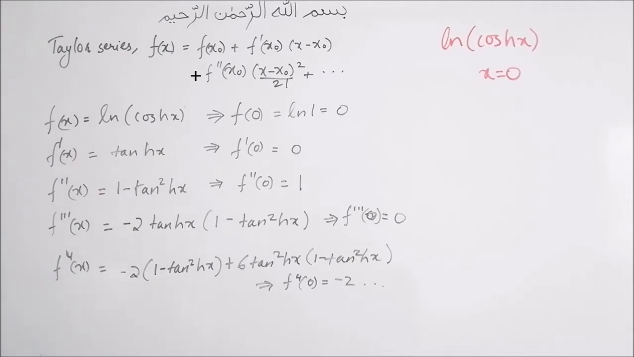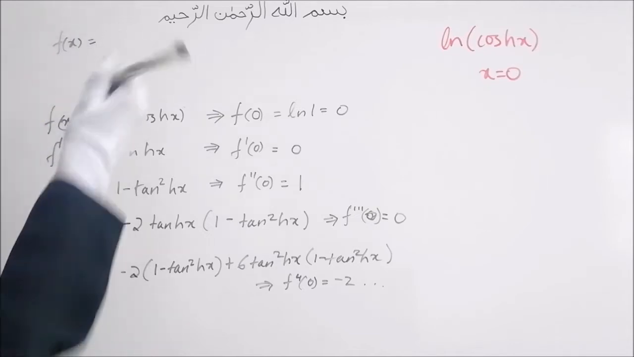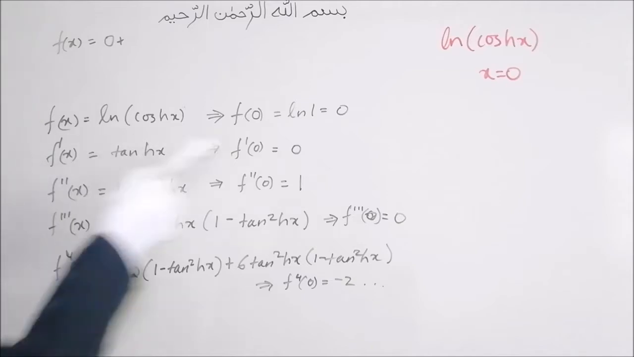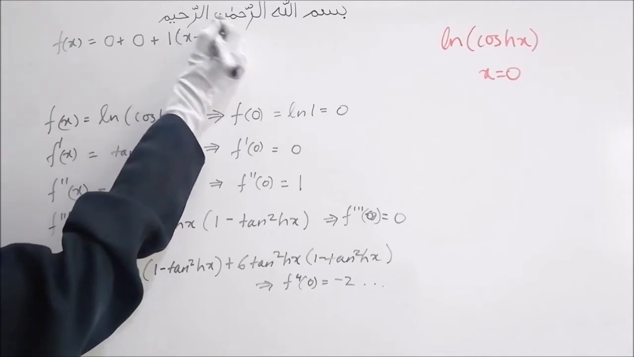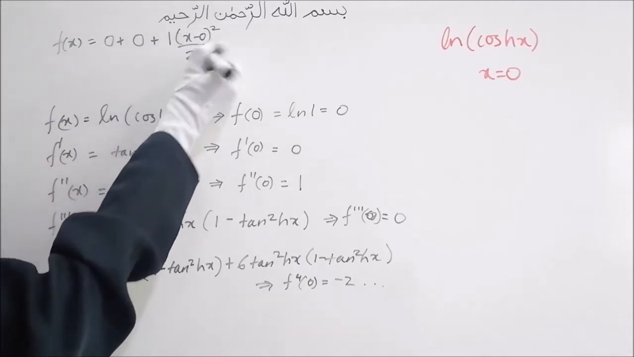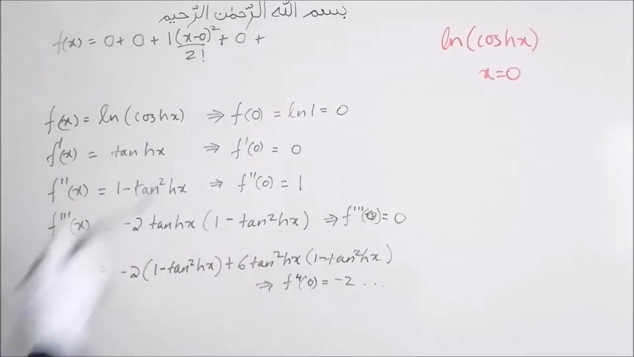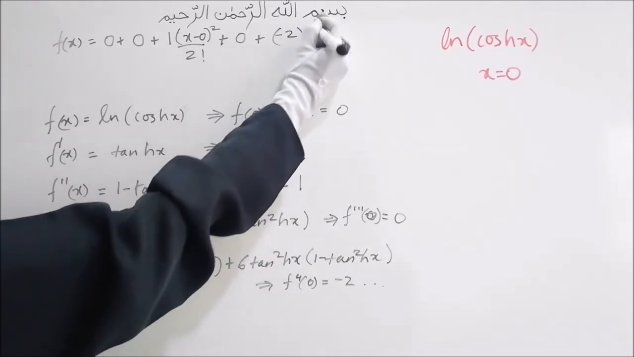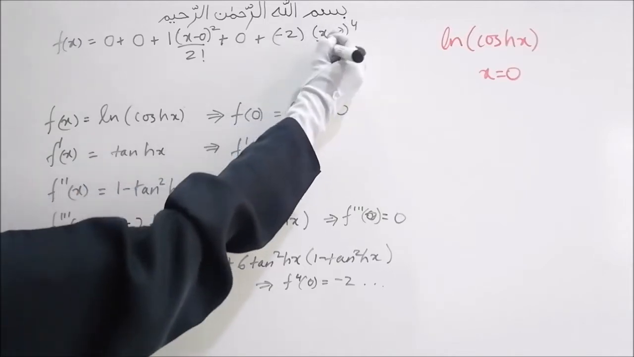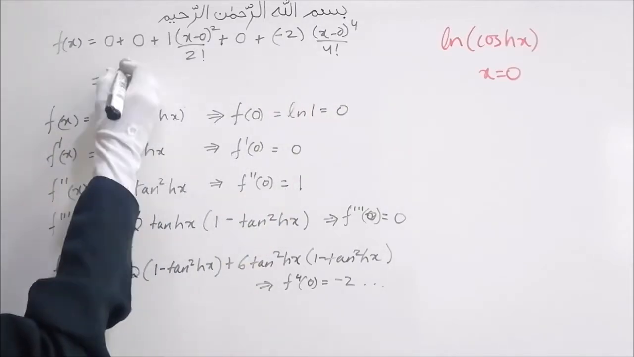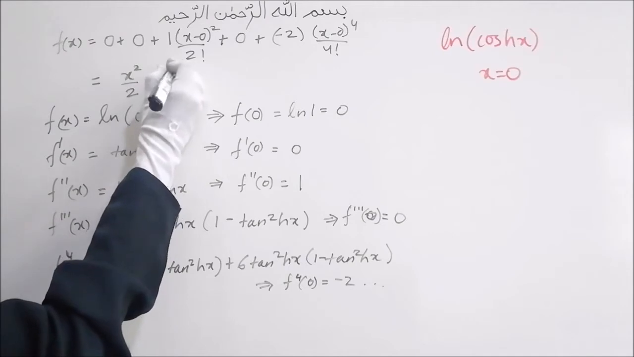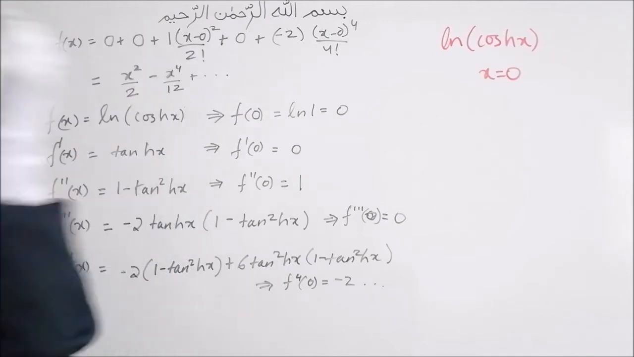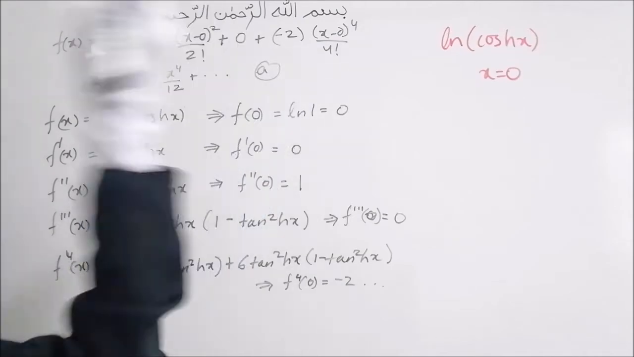Now let's put these values in this Taylor series expansion. F of x is equal to f of x naught, that is 0, plus f dash of x naught, which is 0, plus f double dash, 1, into x minus 0 the whole squared upon 2 factorial, plus again 0, plus this term minus 2 into x minus 0 the whole raised to 4 upon 4 factorial. Solving this we get x squared by 2 minus x raised to 4 by 12 plus so on. So this is our answer, option A.